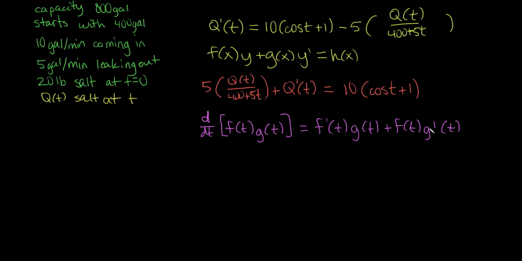So if you imagine g of t being q of t, it's not quite there yet, but it's pretty close to this being f prime of t times q of t plus the regular function times g of t, if we found a magic function that we could multiply in.